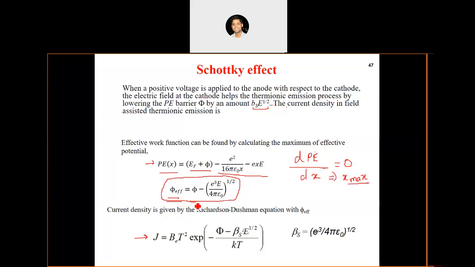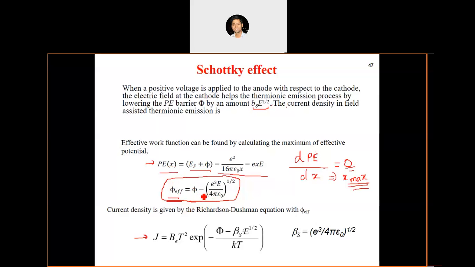This is a homework exercise for you. You can verify whether you get the same expression or not. You have to simply take the first derivative of this potential energy, make that equal to 0, and whatever value of x you get, you plug in here and find the value of potential energy. The value of potential energy which you get, you subtract that from EF, and then you will get the phi effective.